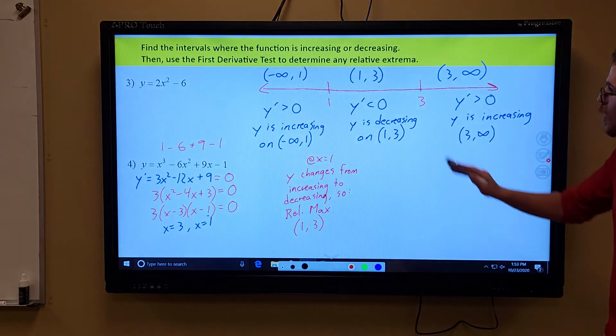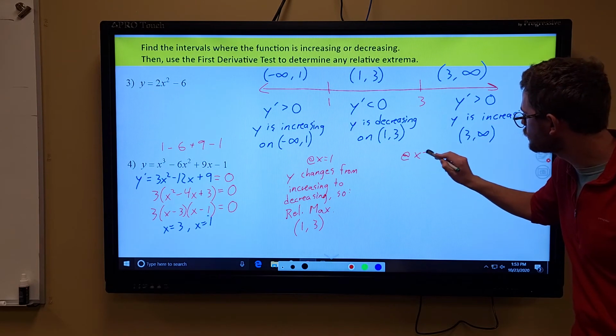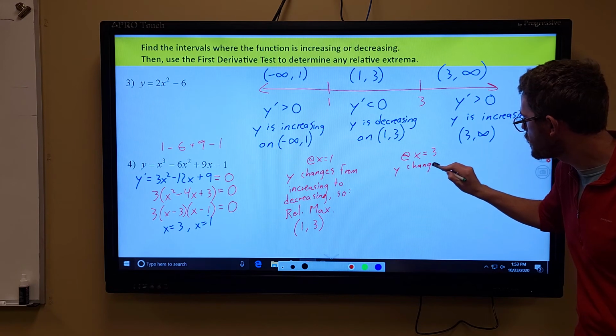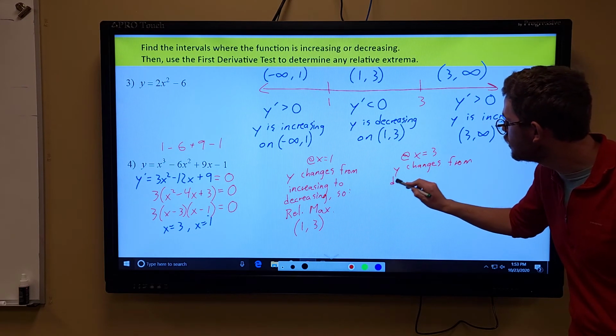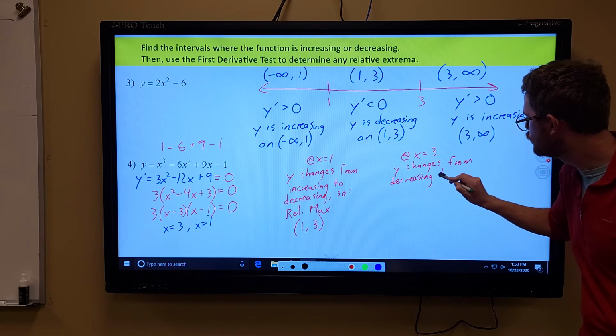Over here, we see it changes from decreasing to increasing. At x equals 3, y changes from decreasing to increasing.